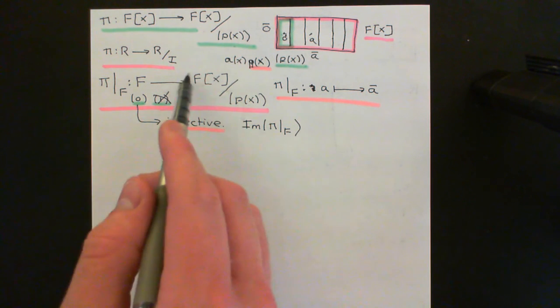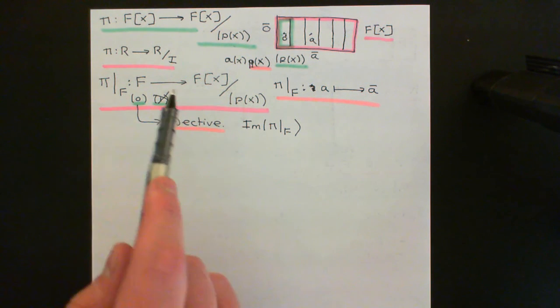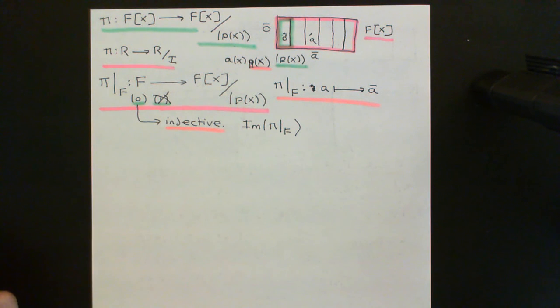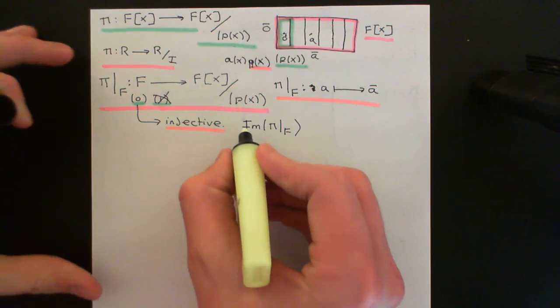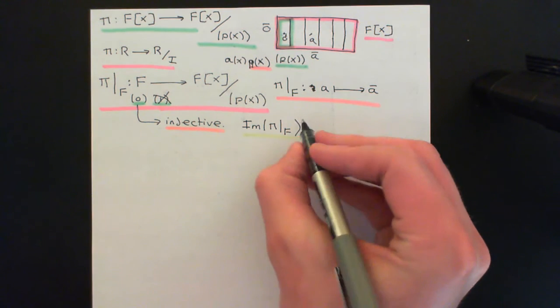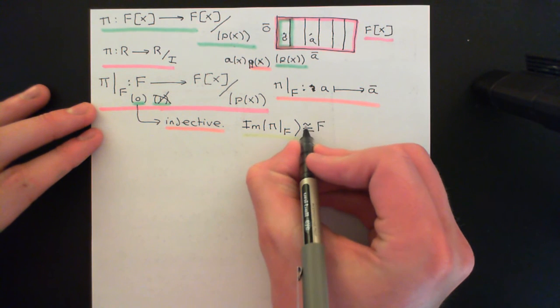So if you were to restrict your attention just to the image of pi restricted to F here, then of course this map would now be an injective surjective ring homomorphism, and such a ring homomorphism is obviously an isomorphism. Okay, so in fact the field capital F is going to be isomorphic, and I'll write isomorphic like so.